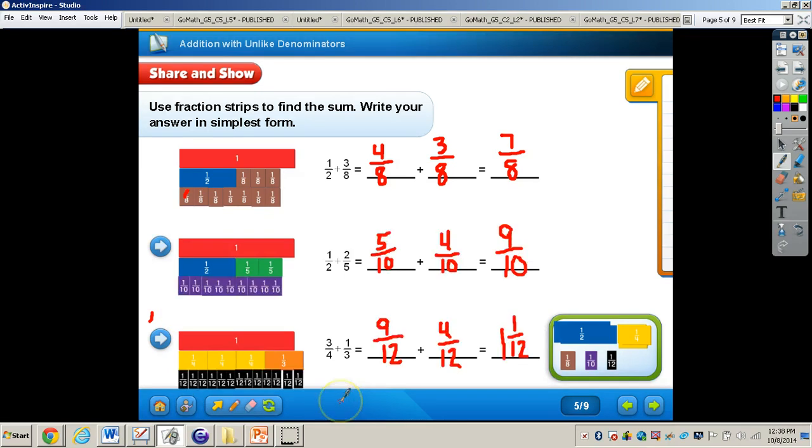Okay, you can see the answers here. We have 9/10 and also 1 and 1/12. Now I know these got a little bunched up down here, but we have our 12ths as the denominator, and the tenths with the denominator here. 1/2 equals 5/10, 2/5 equals 4/10, 3/4 equals 9/12, 1/3 equals 4/12, giving us the answer.